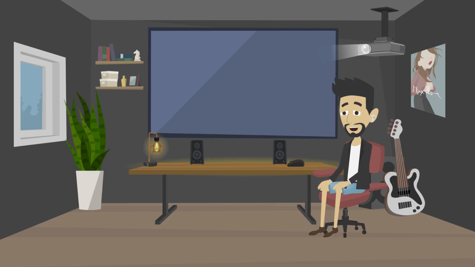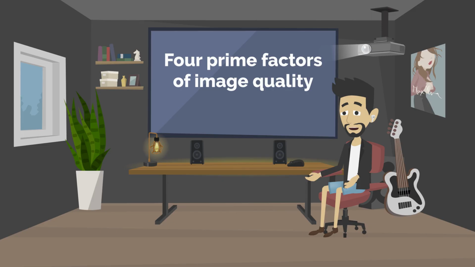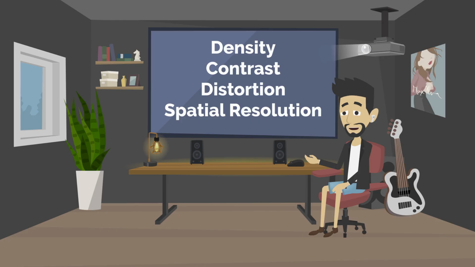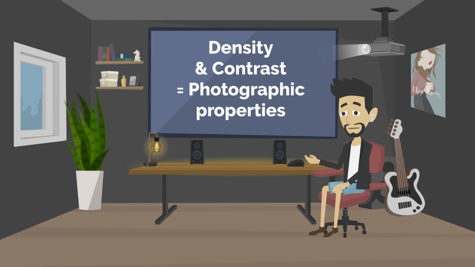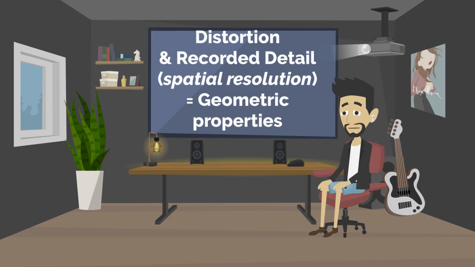Okay, we quickly just discussed the 4 prime factors of radiographic exposure. Now let's discuss the prime factors of image quality. The four factors that affect the X-ray appearance are density, contrast, distortion, and spatial resolution. Density and contrast are considered photographic properties, and distortion and recorded detail are considered geometric properties.